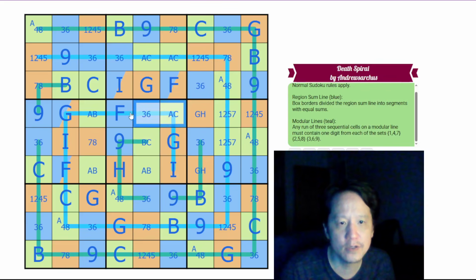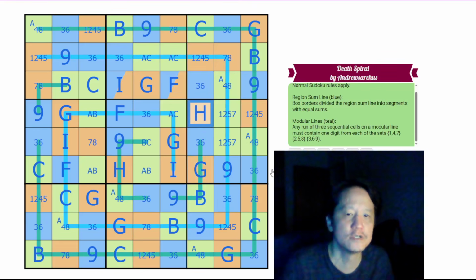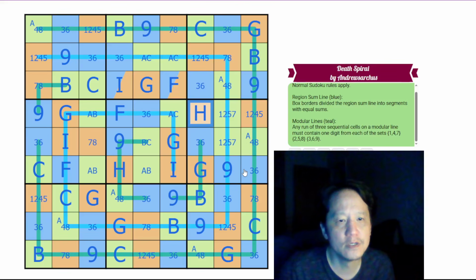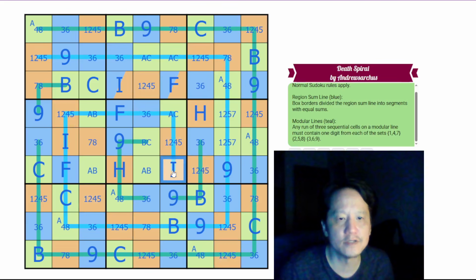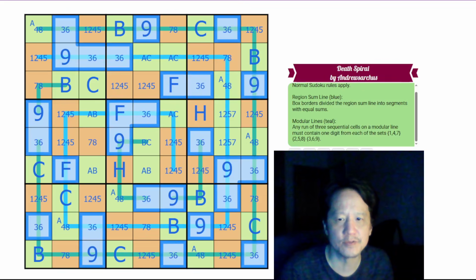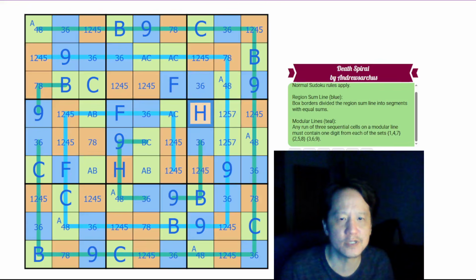No blue here. No blue here. No orange here. This is not H. This is G, which makes this H. So again, the G's are also 1, 2, 4, 5. The I's are 1, 2, 4, 5. And this is not blue. This is orange. This can't be orange. That's blue. So F's are the 3 and 6s. H's are the 7s and 8s.